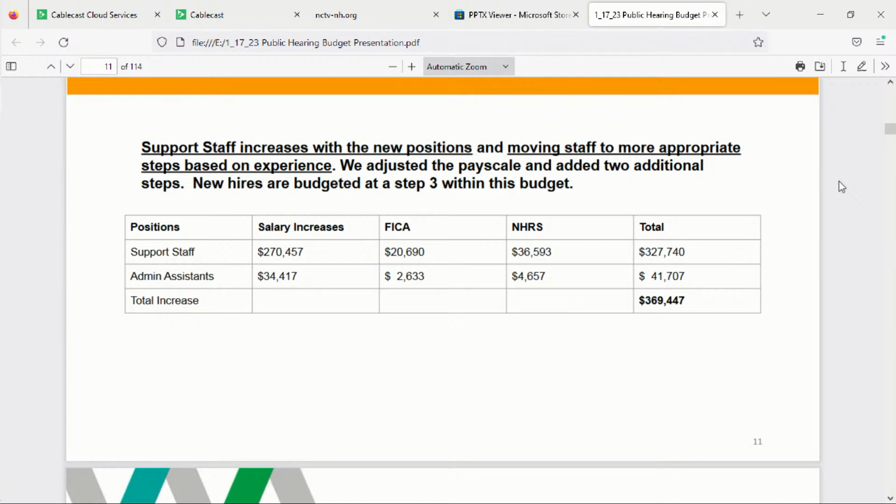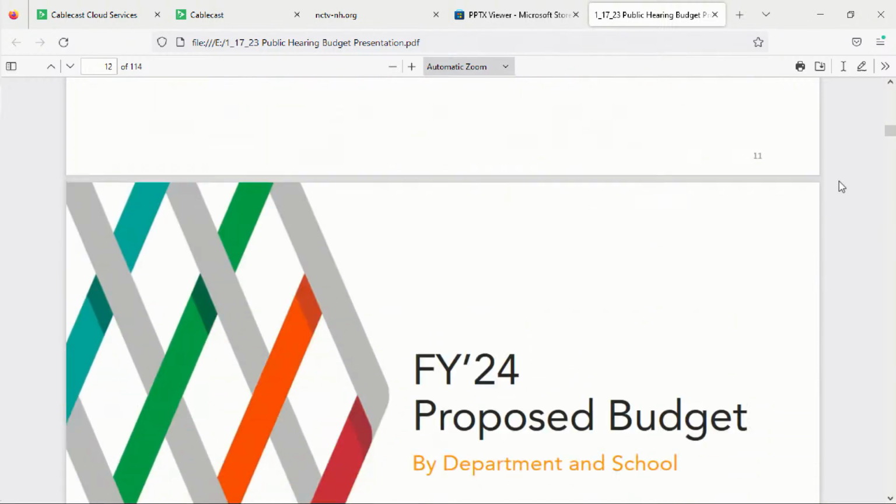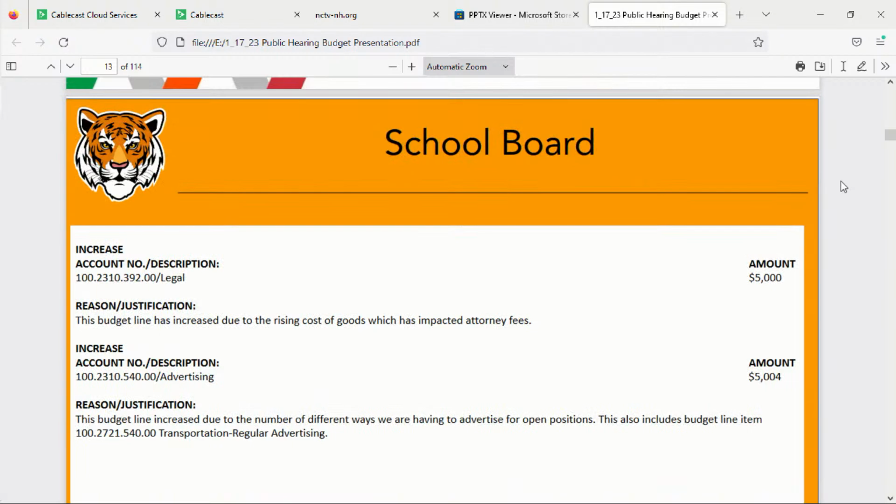All right, so we're going to start off talking about the budget, and we'll start off with the school board as far as what the fees are. So, like I said to you, we're going to be reporting out anything that is $5,000 or more. So the first thing that we had an increase of in the school board budget was in the legal line, and that was for $5,000 even. The second one we had, it was advertisement, that also went up, $5,004.